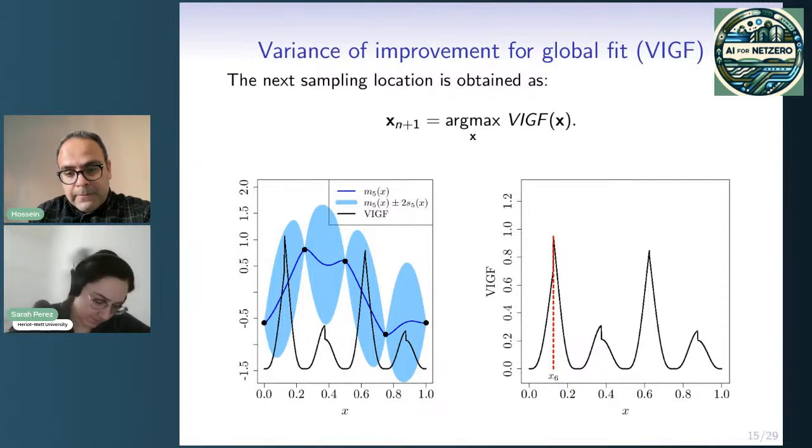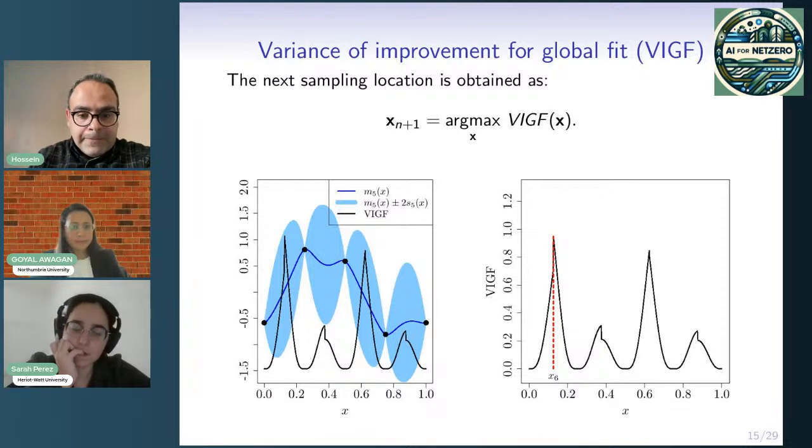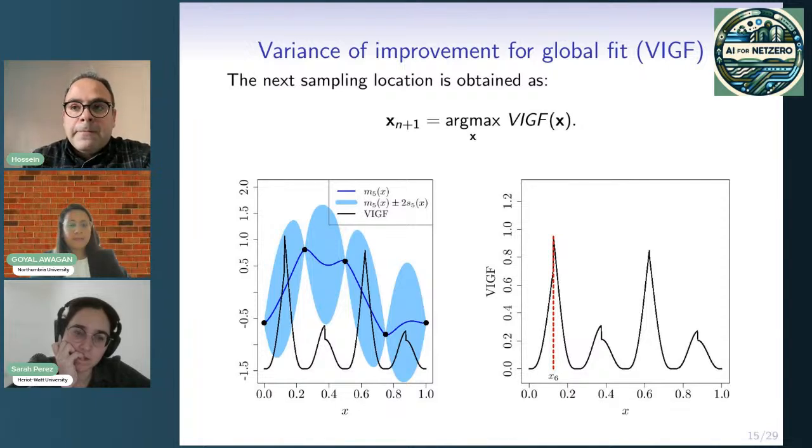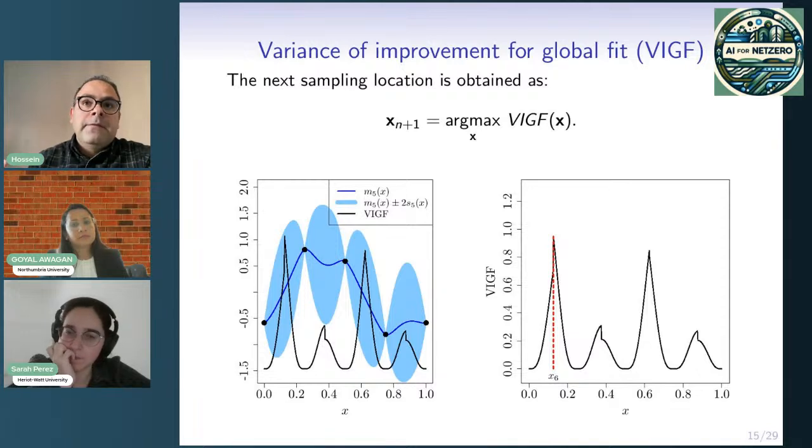So we sample or evaluate our model here, add it to the existing data, and then update our Gaussian process. Of course, we have a better prediction because with more samples we have more data and our emulator becomes more accurate. This process continues until a stopping criterion is met. Usually, the stopping criterion is the number of model evaluations that is affordable.